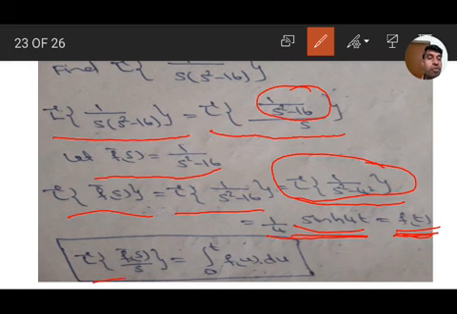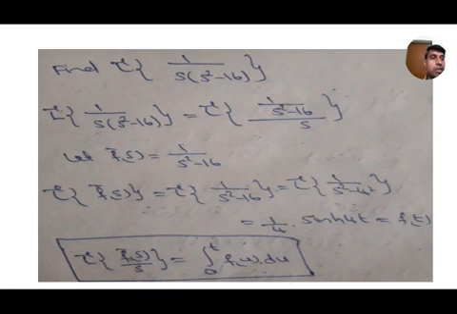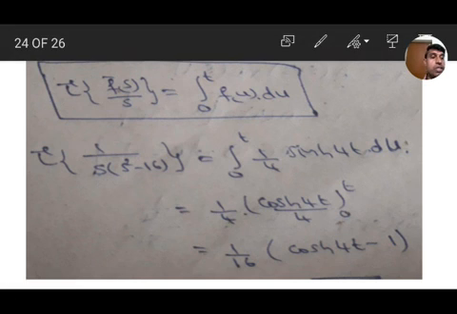And we know the formula: L inverse of f bar s by s equals integration 0 to t f of u du. So f of u here is 1 by 4 into sinh of 4u. Instead of t we have to substitute u, 4u, and we have to integrate. Integration 0 to t f of u du, that is integration 0 to t of 1 by 4 sinh of 4u.